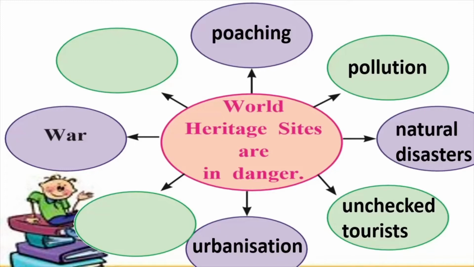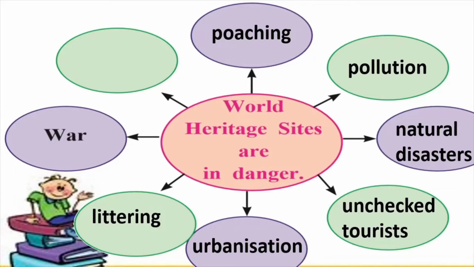Urbanization means when people cut down forests, clear off the natural surroundings and build cities for us to live. That is a time when the World Heritage Sites could be in danger. Then littering. This is also connected to these unchecked tourists.